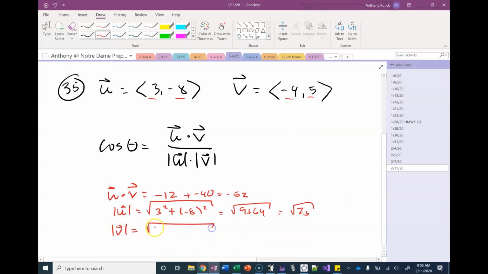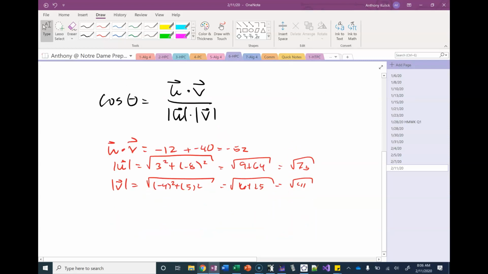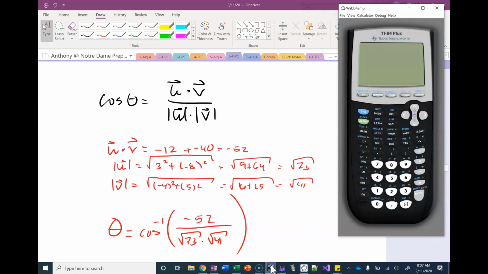Likewise, the magnitude of v is the square root of the x coordinate squared plus the y coordinate squared. So in this case, that's 16 plus 25, or 41, under the square root. So I can say then theta is equal to the cosine inverse of -52 over square root 73 times square root 41. And I'll just type that into my calculator now. So cosine inverse, and then I like to use the fraction option here to write this as a fraction. Makes it a little bit easier not to goof up the parentheses.